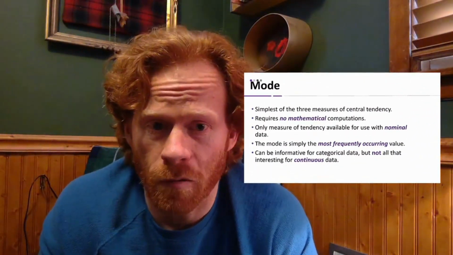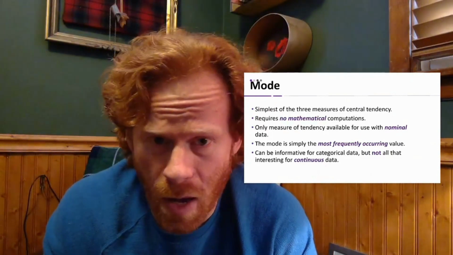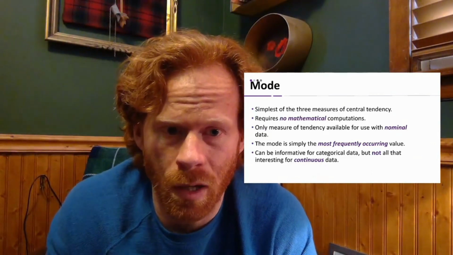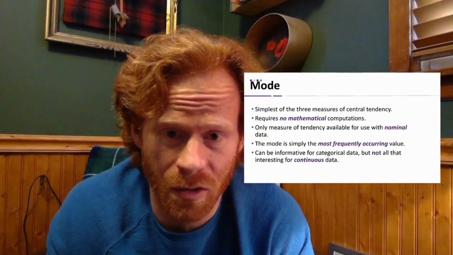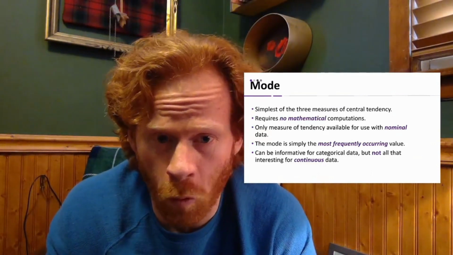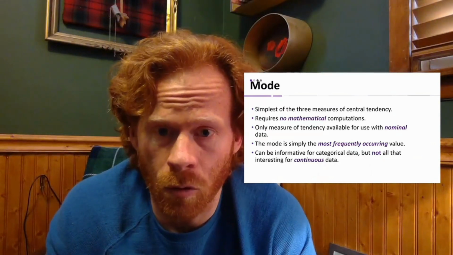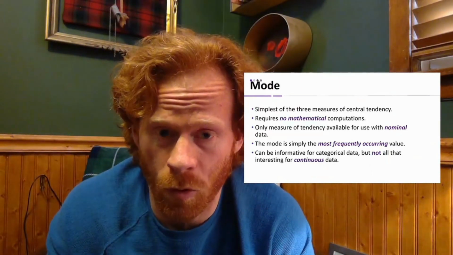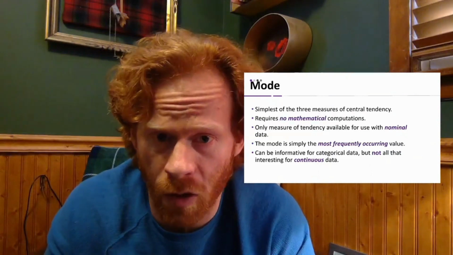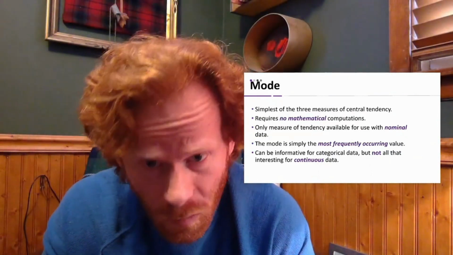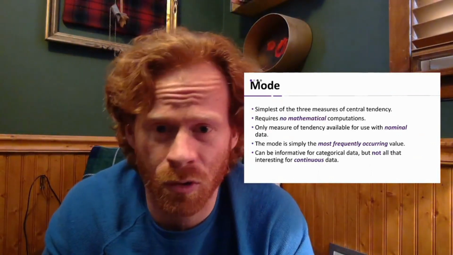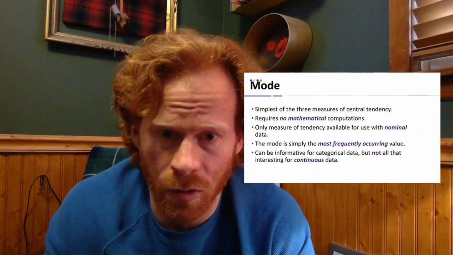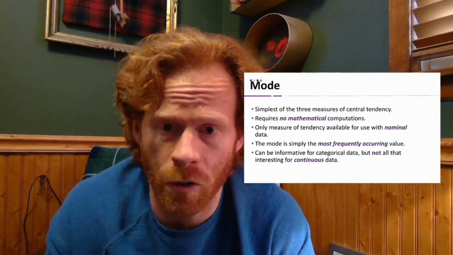Mode is the simplest of the three measures of central tendency. There's no mathematics involved necessarily. It's the most frequently occurring value. So it can be used on continuous data, as I'll show you, but it's not really that informative. It's mainly used with categorical variables, because if you remember, with nominal, you can't really do anything with those groups. You can't really put them in order. They have no numeric value. With ordinal, you can put them in an order, so you could, to a certain degree, get a median out of them, but otherwise, you can't really do a lot with categorical variables besides the mode.